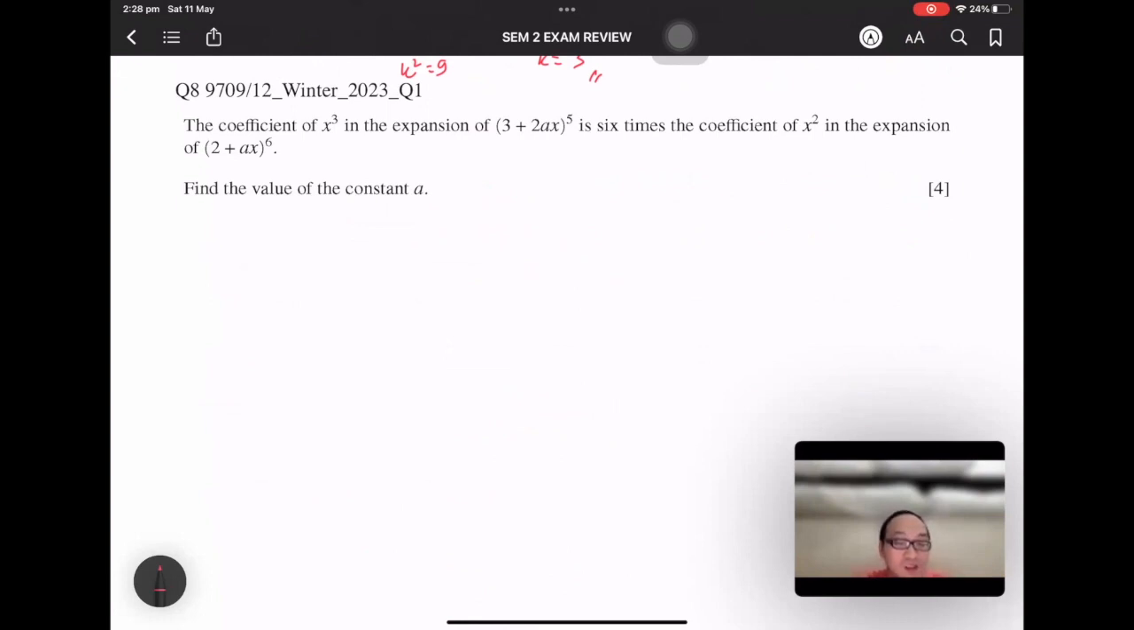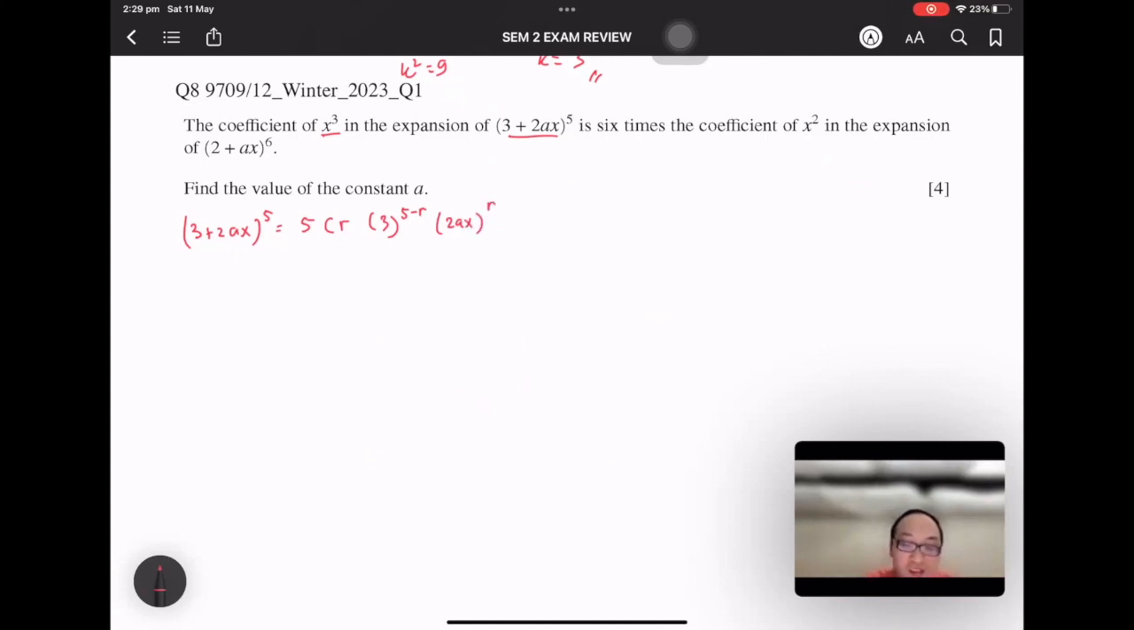The coefficient of x cubed in the expansion of this is 6 times the coefficient of x squared in the expansion of. Find the value of the constant a. Okay, so again, we have to find the term containing x cubed from here. So (3 + 2ax)^5. The formula is 5Cr, 3 to the power of 5 minus r, and 2ax to the power of r.